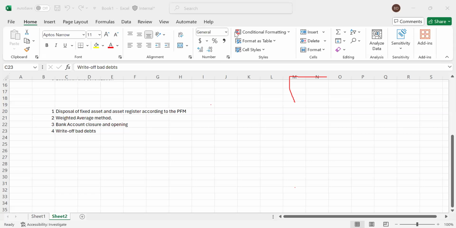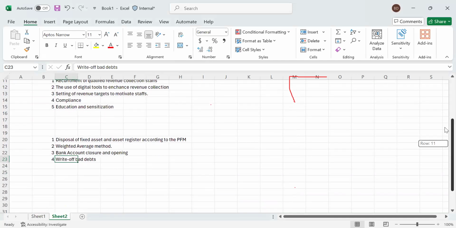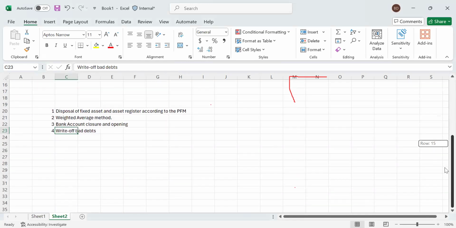Was it difficult? No, it wasn't difficult. What this simply means is that you have to go and read the Public Financial Management Act and abreast yourself fully with it.